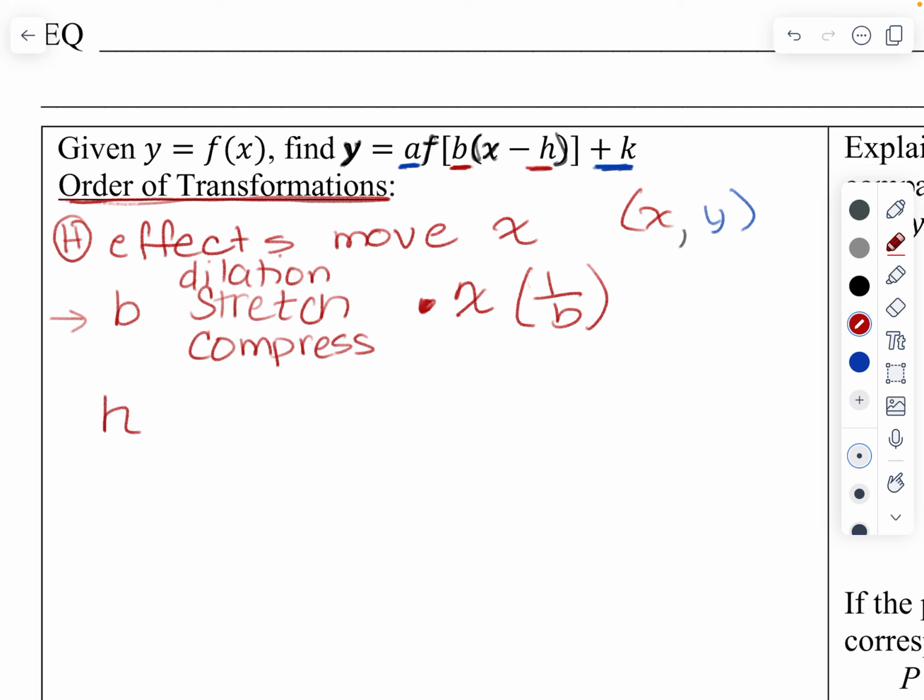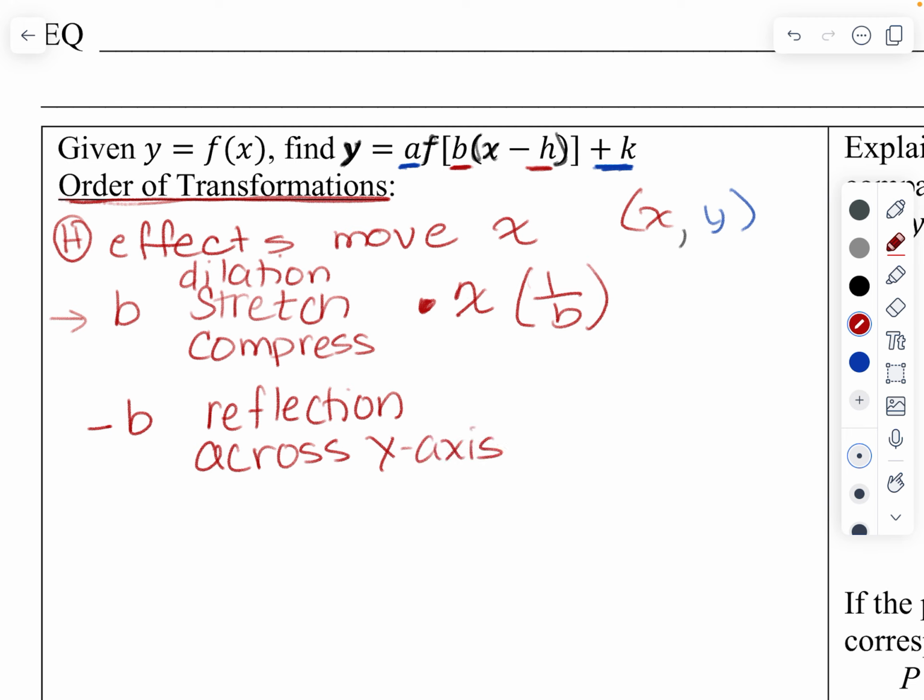Okay, when we're talking about h, h is a shift or a translation. Wait, let me take it back. Let's talk about what if it's a negative b? Then that is a reflection across the y-axis because it's a horizontal reflection. So anything on the right is going to reflect to the left. Anything on the left is going to reflect to the right. And that just means you're going to take your x and multiply it times -1. So it's going to be an opposite x value.